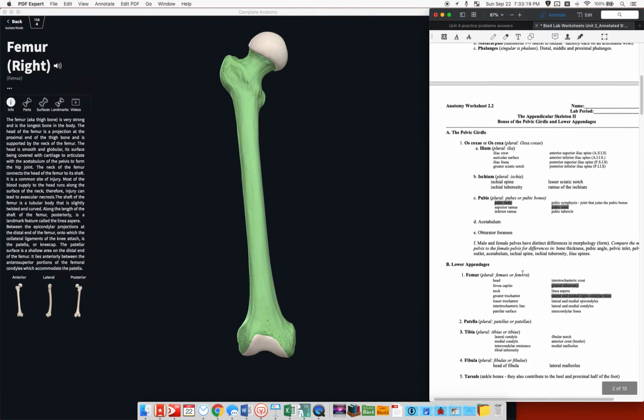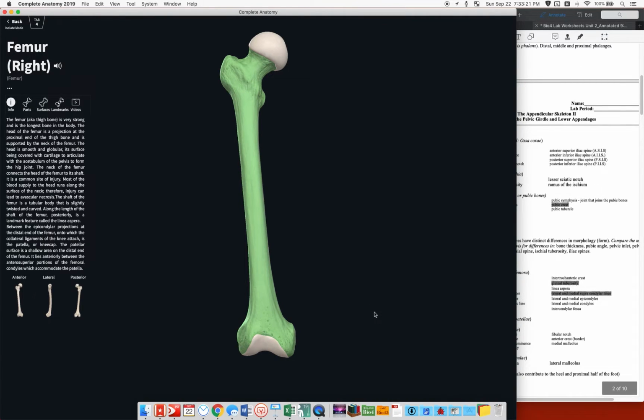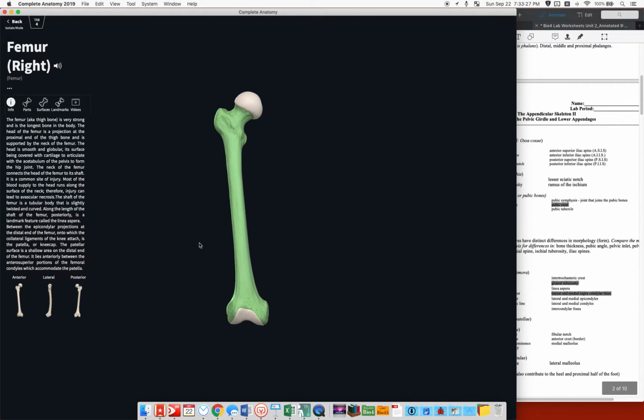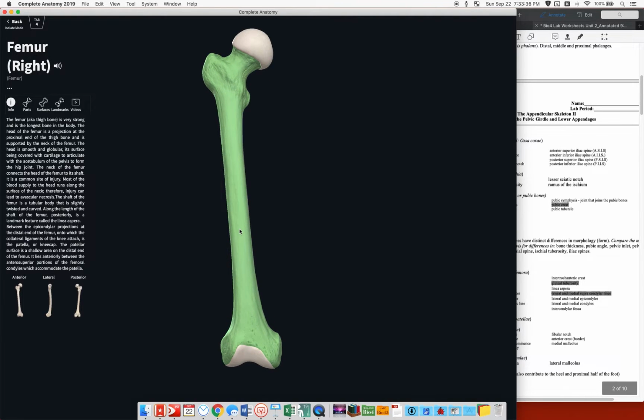So this video is going to go over the lower appendages, beginning with the femur. Okay, so first I want to talk about how you determine right femur from left femur. Okay, so don't look at the left. On a test, you may be asked to determine which side this bone is from. Is this right or is this left?